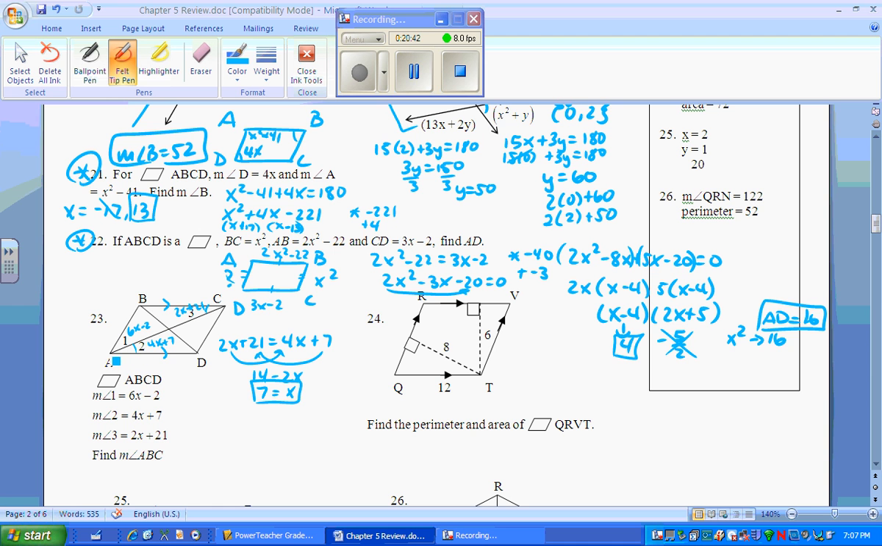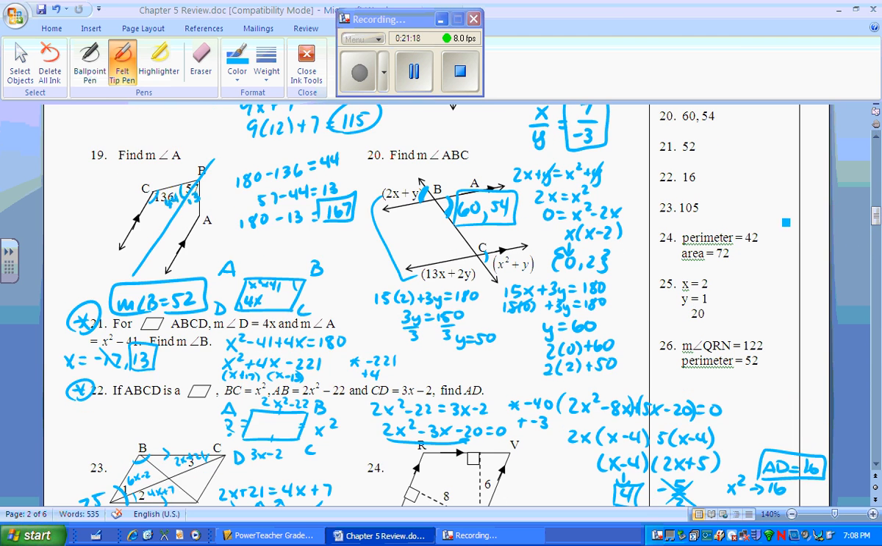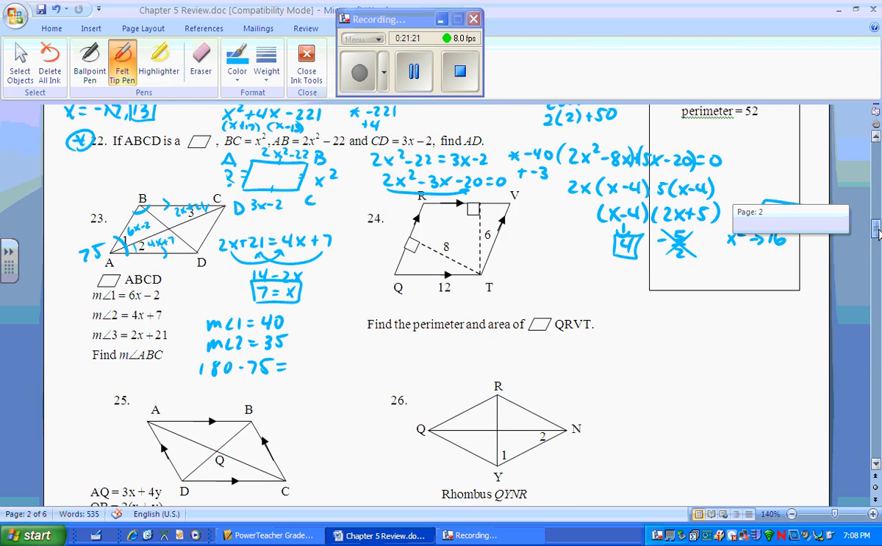We want to find the measure of angle ABC. We want this angle here. Well, what we can do is plug the 7 back into here. So the measure of angle 1 is equal to 40, because we have 42 minus 2, so that's 40. The measure of angle 2 is equal to 28 plus 7. So that's 35. So this angle here, angle A, is 75. We want B, and that's its supplement, so minus 75 from 180. And we get the answer, like it says in the answer column, of 105.